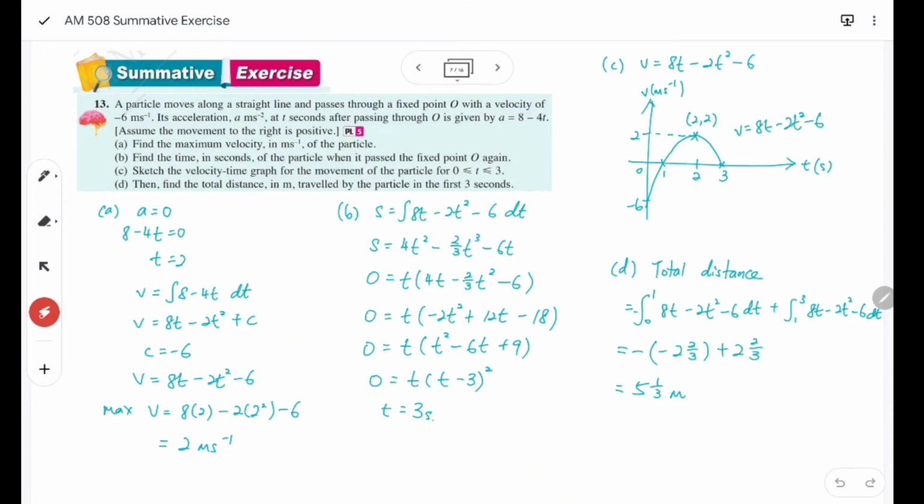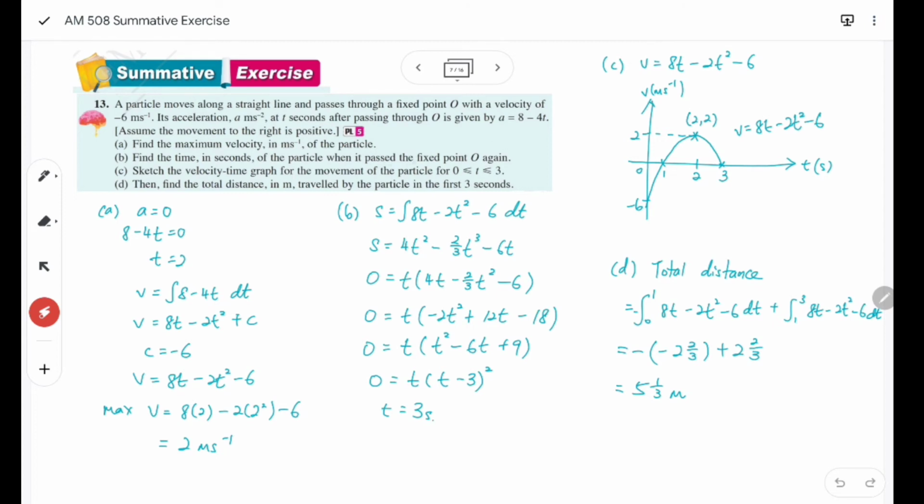So the maximum velocity happened when t equals 2, right? So maximum velocity equals 8 times 2 minus 2 times 2 squared minus 6, and we get 2 meters per second. B. Find the time in seconds of the particle when it passes the fixed point O again.